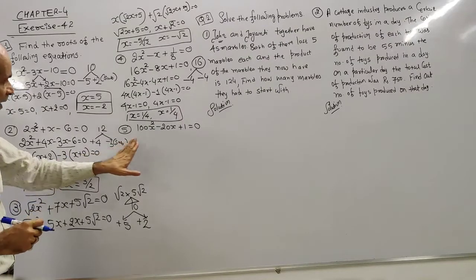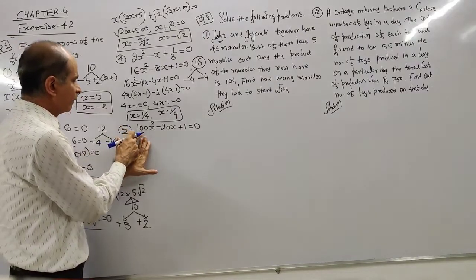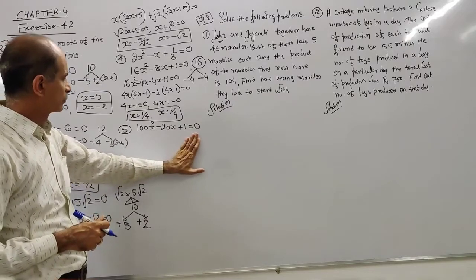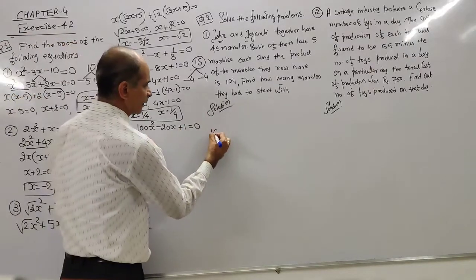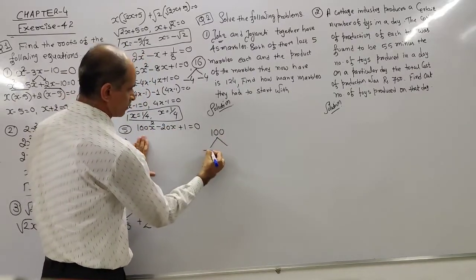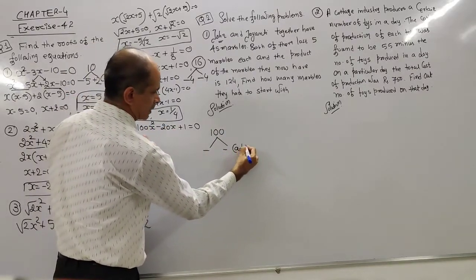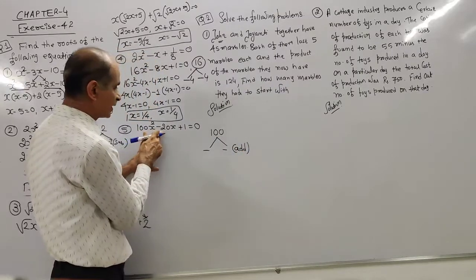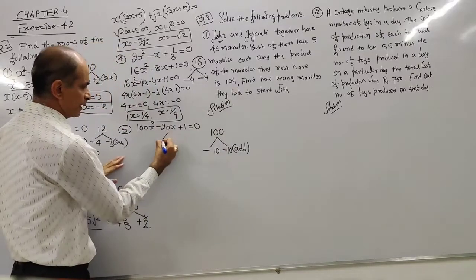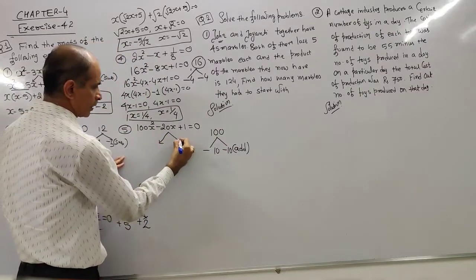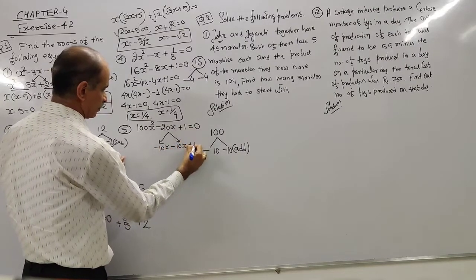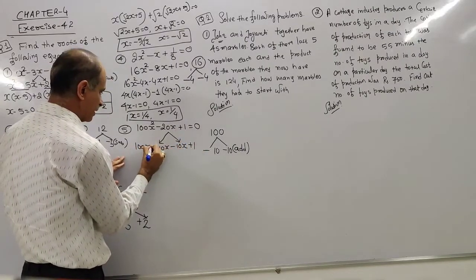Well, last example, fifth one. 100x square minus 20x plus 1 is equal to 0. Now you have to factorize 100. The addition should be 20. So you can divide 100 into 2 parts, 10 tens are 100. So in place of 20x, write down minus 10x minus 10x plus 1, and here you have 100x square.